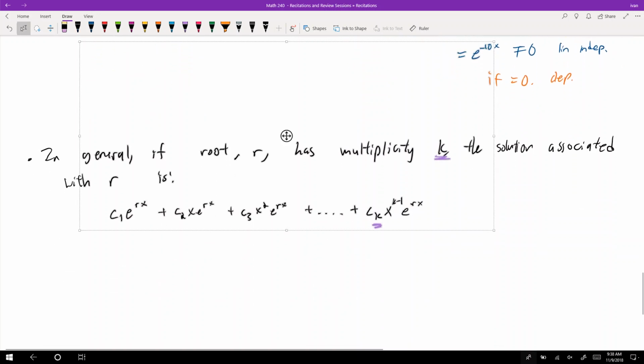Okay, so that was number 3. Number 4. Any more questions on this repeated root stuff? If you have one root with multiplicity 2 and one with just multiplicity 1, then this is for the associated r. So just for the one with multiplicity 2 you do this. Exactly, and you tack on the other one. Okay.